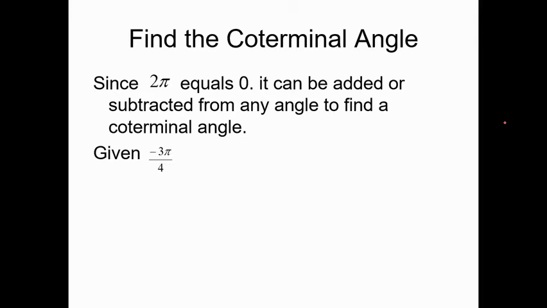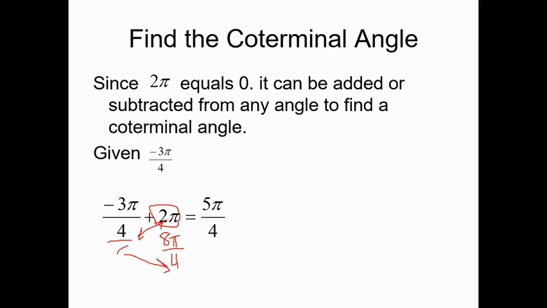So if you're given negative 3 pi over 4, then if we go ahead and add the 2 pi, now notice that you're going to have to convert this to a fraction. So 2 times 4 is going to be 8. And so it's going to be 8 pi over 4. And so negative 3 pi plus 8 pi will give you the 5 pi over 4. And again, this is working with fractions and everything has to have a common denominator.